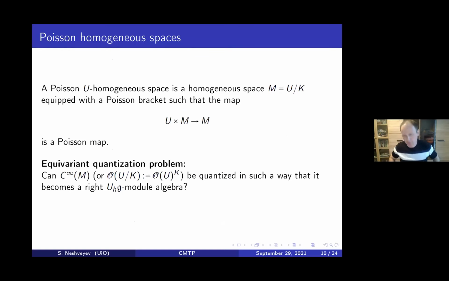Right? So now the question which people are interested in is quantization not of just groups, but of homogeneous spaces. Precisely, what one means by this: if we have a homogeneous space of the group U, and we look at Poisson brackets on this space, such that the action map is a Poisson map, then the equivariant quantization problem asks whether we can quantize the algebra of functions on this manifold, or maybe some nice class of regular functions, in an equivariant way.